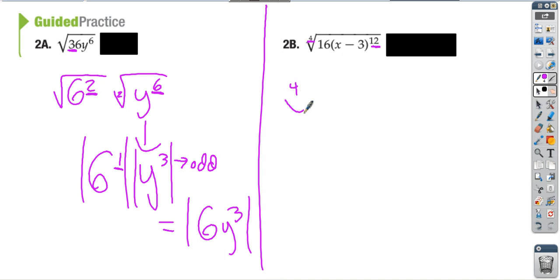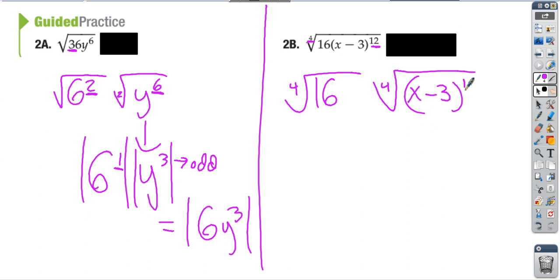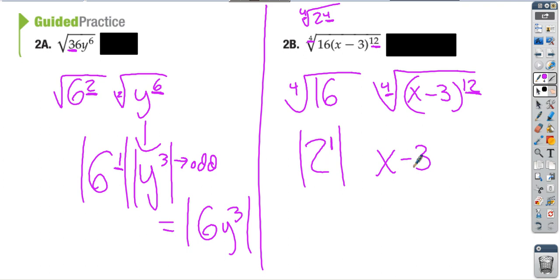Actually, let's once again split this up. The 4th root of 16, and then the 4th root of this thing right here. Okay, the 4th root of 16 is 2, because 16 is 2 to the 4th power. We're going from an even to an odd, and so 2 to the 1st, that means absolute value, because that's an odd power. And then we take the 12 and divide it by 3, we get x minus 3 to the 3rd. Again, we went from an even number 12 to an odd number 3, so we'll put an absolute value around it.